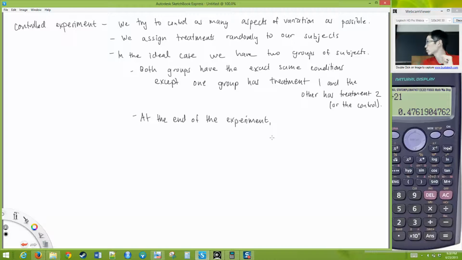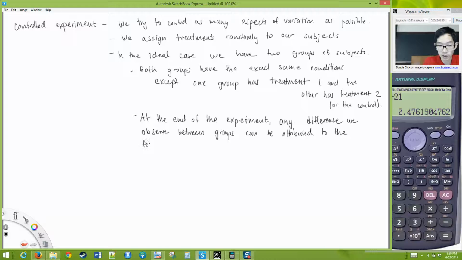That's like placebo effect trials. Yeah, so, okay, I'll get to that in a second here. Okay, so at the end of the experiment, any difference we observe between the groups can be attributed to the fact that they had different treatments.